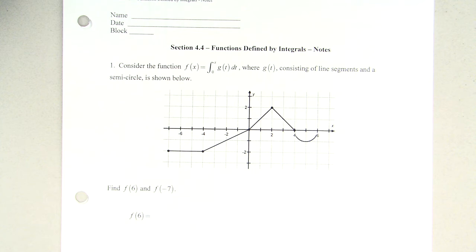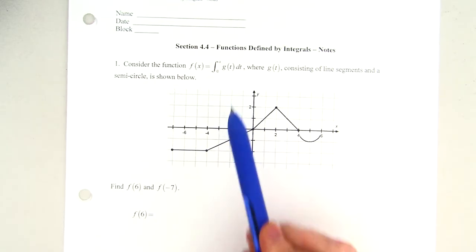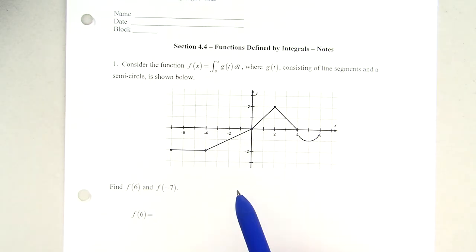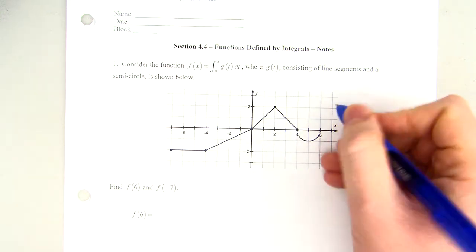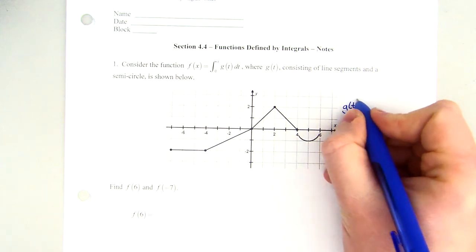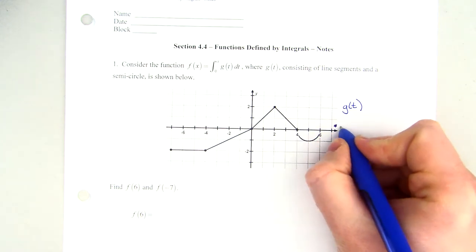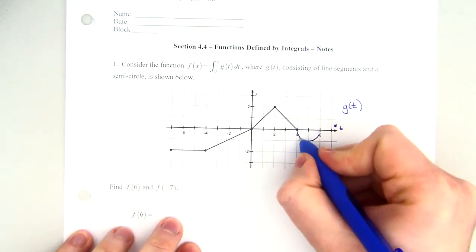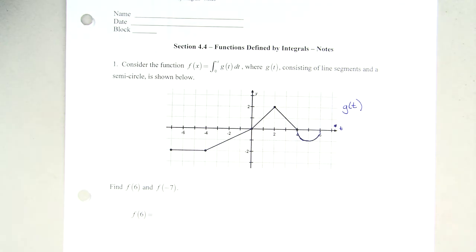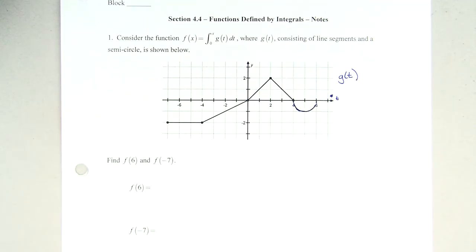Let's take a look at this first problem. Consider the function f of x, which equals the integral from 0 to x of g of t dt, where g of t consists of line segments and a semicircle shown below. So this thing over here is g of t. Actually, I'm going to cross that out. It should really be a t there. Made up of line segments and a semicircle over here. We are asked to find f of 6 and f of negative 7.